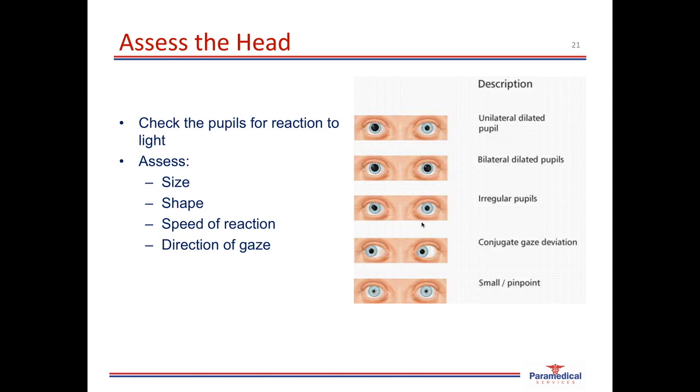Small or pinpoint pupils can indicate a stimulation of the parasympathetic nervous system, either from things like a funnel web spider bite, organophosphate poisoning, or the use of recreational drugs such as opioids or heroin.